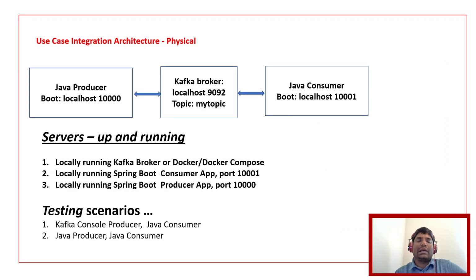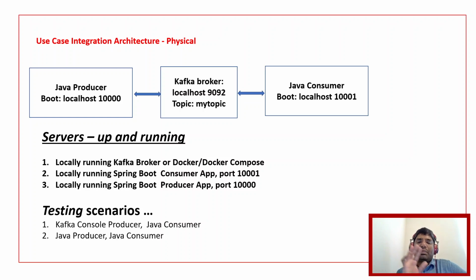Now let's see a simple physical architecture which I am running on my local system. The Java Producer is a Spring Boot application running on port 10000, which is sending a message to the broker. The broker is a server running on a Linux server on my local system, on port 9092. And I have a consumer Java application built on Spring Boot on port 10001. You can have your broker on your local machine or on Docker, whatever fashion.